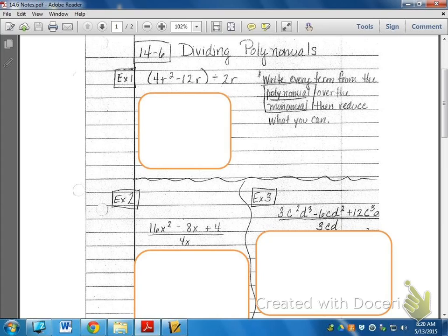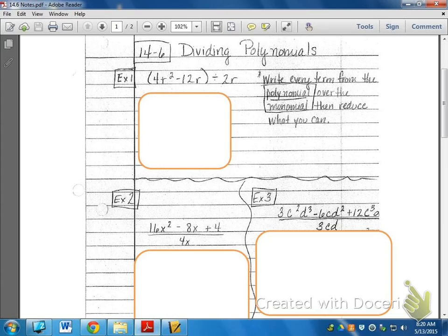So over on the right there it says write every term from the polynomial, that means whatever's in the first or the top polynomial, over the monomial, then reduce what you can. So I want you to be aware these problems can be written two different ways. Example 1, it's written with an actual division sign, so we're taking the polynomial 4r to the second minus 12r, and we're dividing it by 2r. So when that happens, this is what you should do.